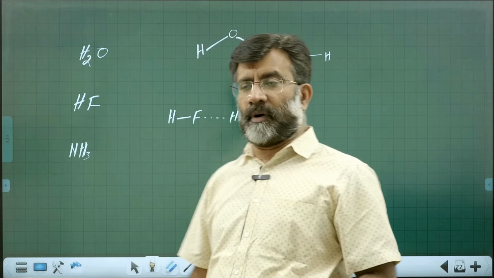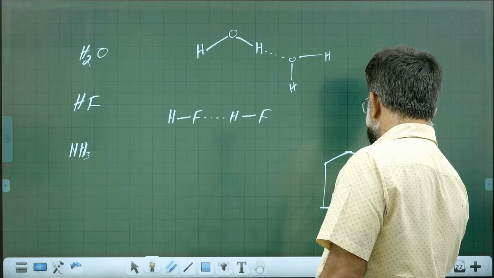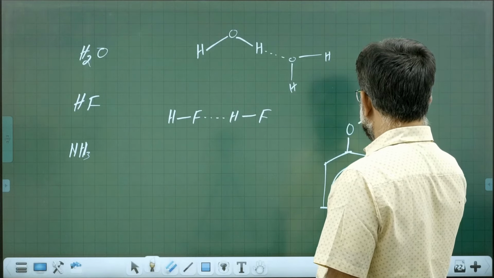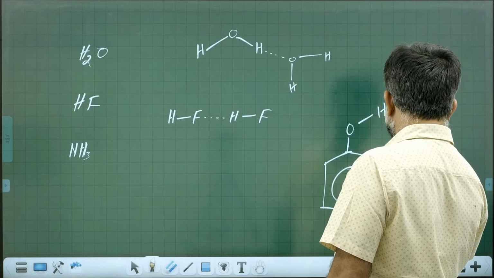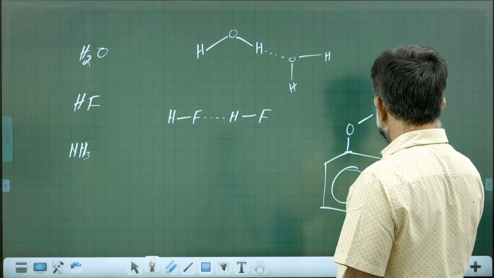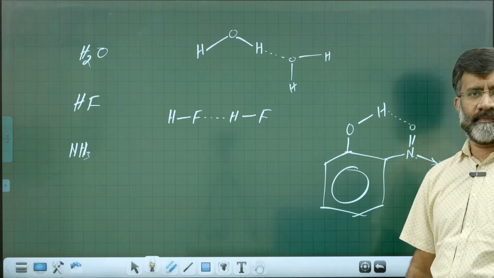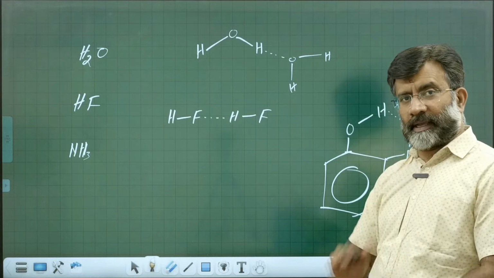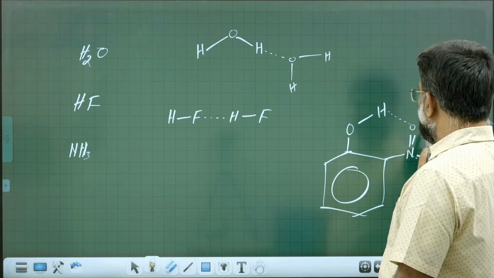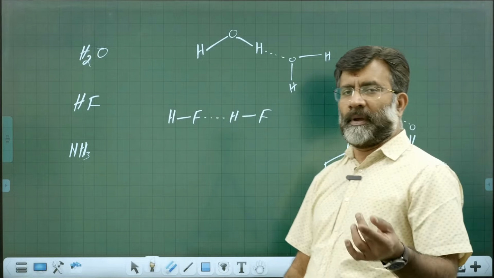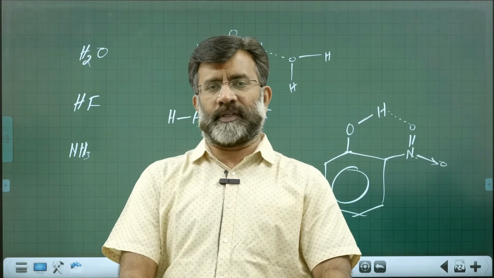There can be intramolecular hydrogen bonding also. If you take a molecule like nitrophenol, orthonitrophenol, this is orthonitrophenol, you can have intramolecular hydrogen bonding. You see that within a molecule there can be hydrogen bonding. The hydrogen connected over here makes a hydrogen bond with the neighboring NO2 oxygen.